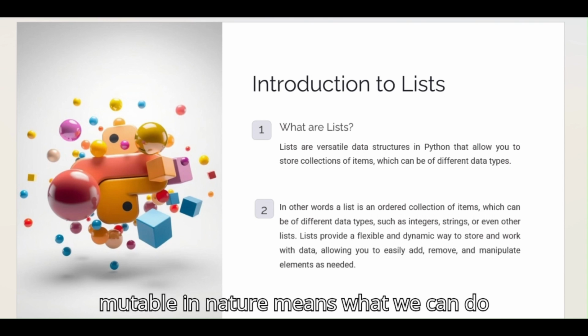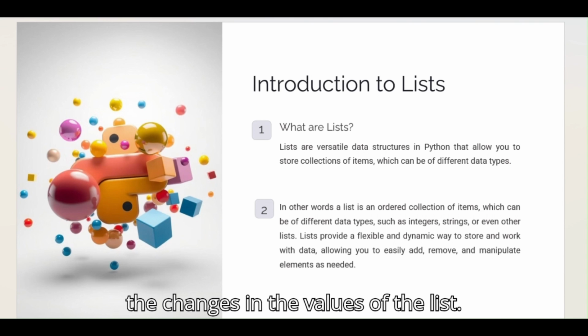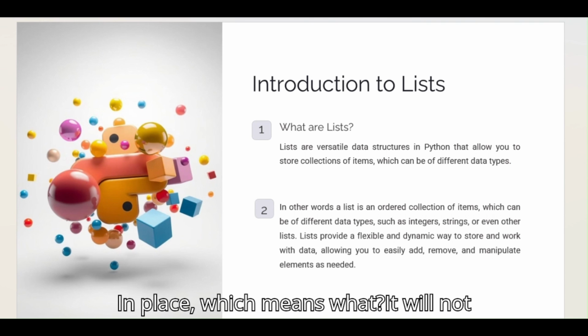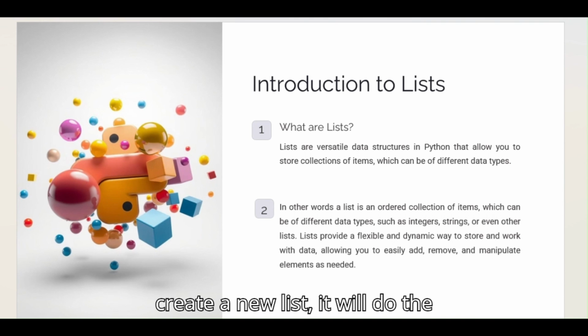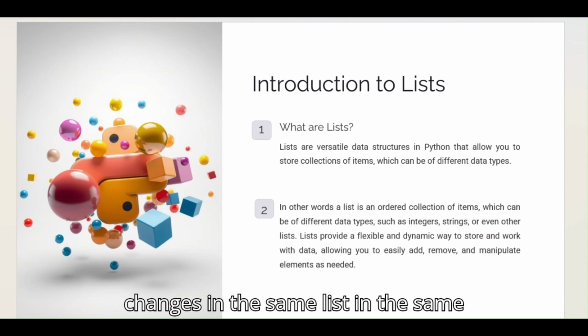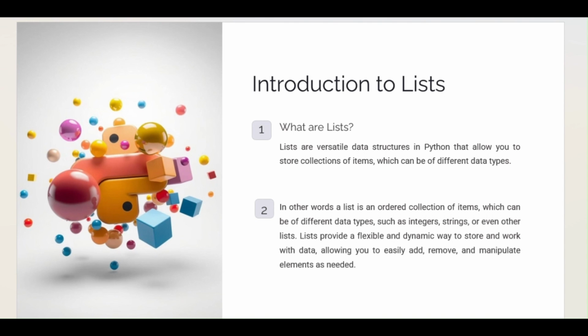List is mutable in nature means that we can make changes in the values of the list in place, which means it will not create a new list. It will make the changes in the same list, in the same memory location.